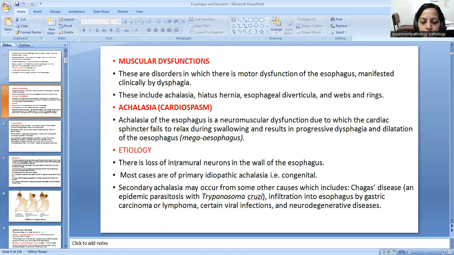Achalasia of the esophagus is a neuromuscular dysfunction due to which the lower esophageal sphincter fails to relax during swallowing and results in progressive dysphagia and dilatation of the esophagus, also known as megaesophagus. The etiology of achalasia: there is loss of intramural neurons in the wall of the esophagus. Most cases are primary idiopathic achalasia. Secondary achalasia may occur from other causes, which include Chagas disease, caused by Trypanosoma cruzi, infiltration of the esophagus by gastric carcinoma or lymphoma, certain viral infections, and neurodegenerative diseases.